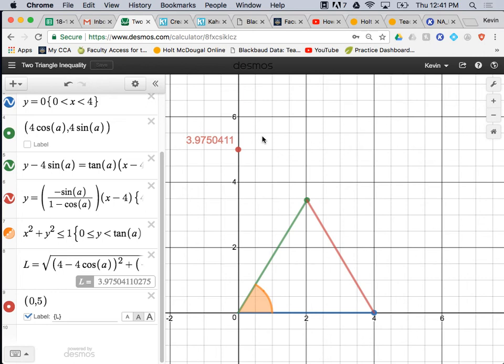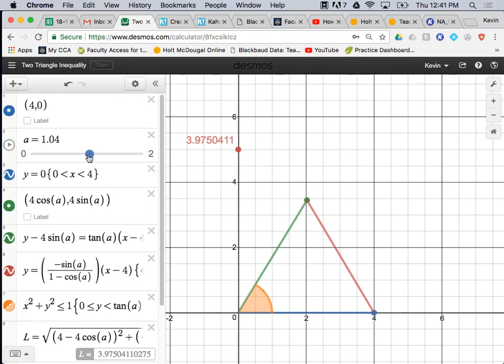Okay, now, again, I've got a red, a green, and a blue side, but now pay attention. The blue side and the green side are fixed. The red side is not fixed, and the angle is not fixed. So this orange angle, if I make that bigger, what do you think will happen to the length of the red side? Bigger or smaller? It'll grow. Okay, so let's take a look.